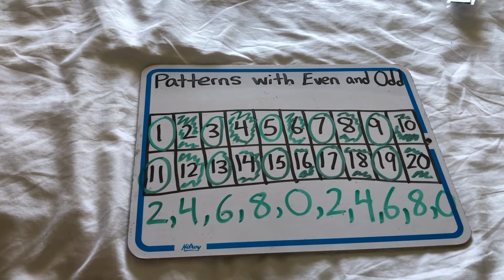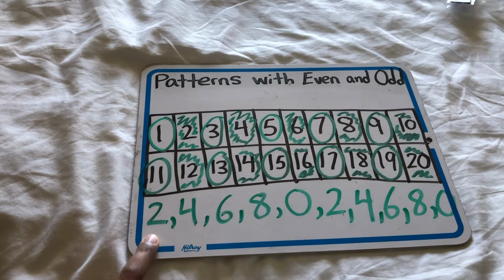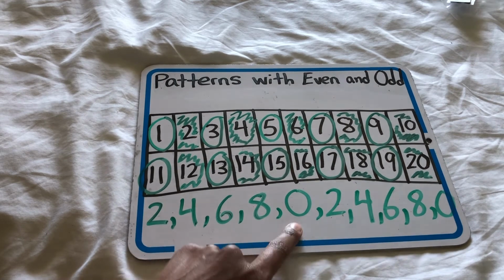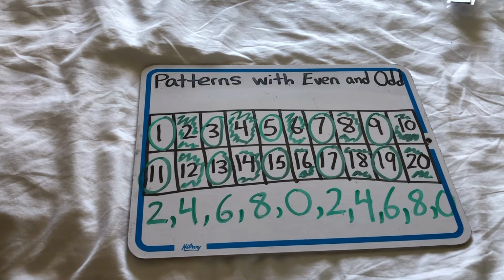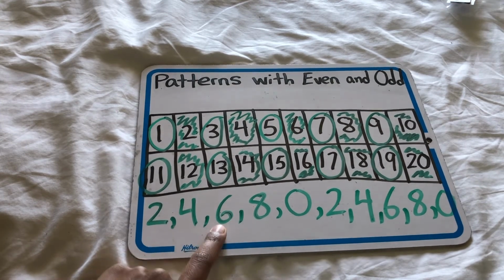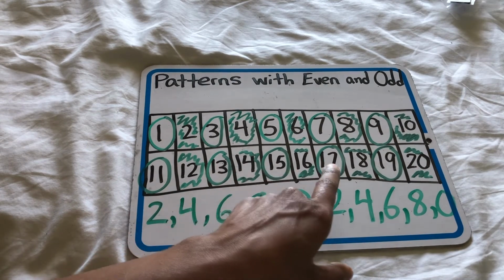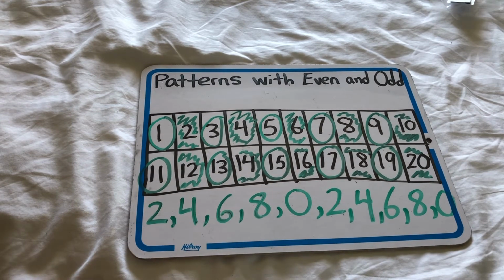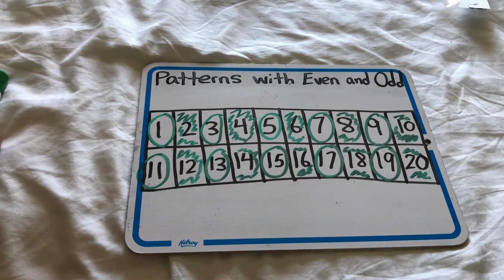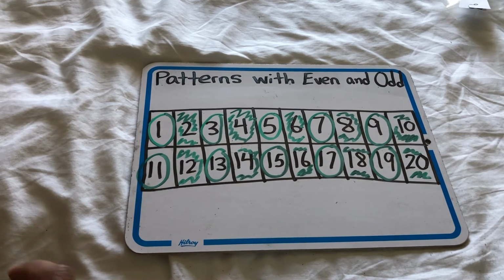If you have a number and the last digit, which is the ones place, has one of these numbers in it, a 2, a 4, a 6, an 8, or a 0, you will know right away that it is an even number. Let's look at the odd numbers now.